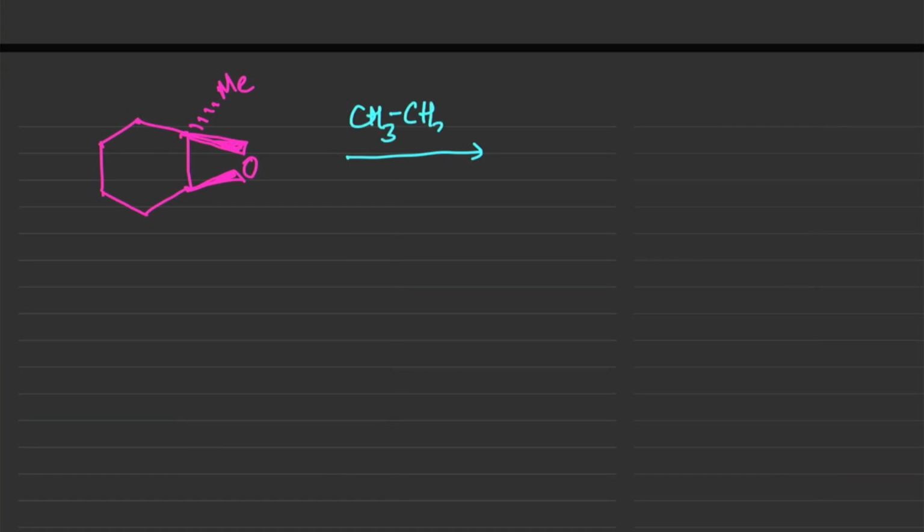Okay, so let's do one more problem, and then we can end this video. What if we have something like this? Let's say we got our epoxide, where there is a methyl group here. What would be the answers here? Then we treat this one with CH3CH2MgBr.